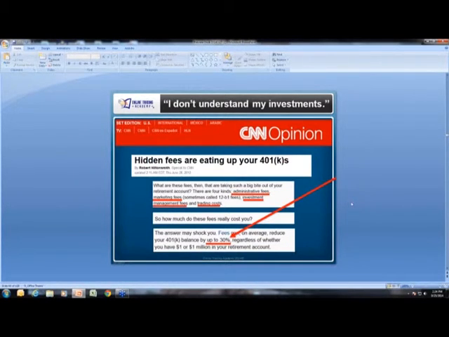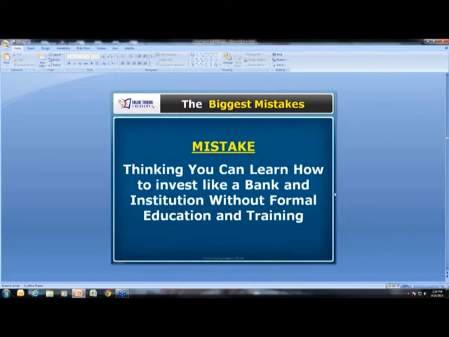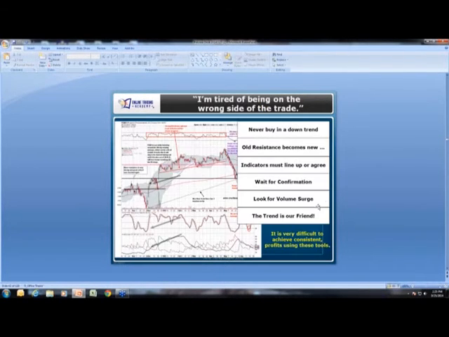CNN recently wrote an opinion on the whole fee structure of the mutual fund industry, and they make the case that it's not uncommon in a 401k fund, over the life of that account, for more than 30% of your corpus to be consumed just in various fees that are charged. So let's take a look.